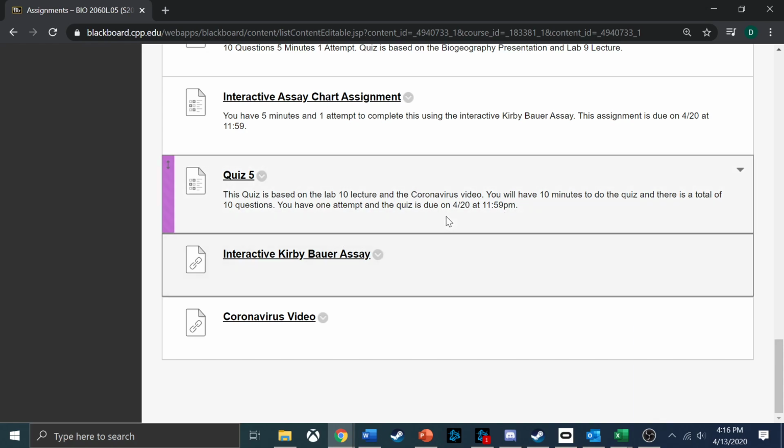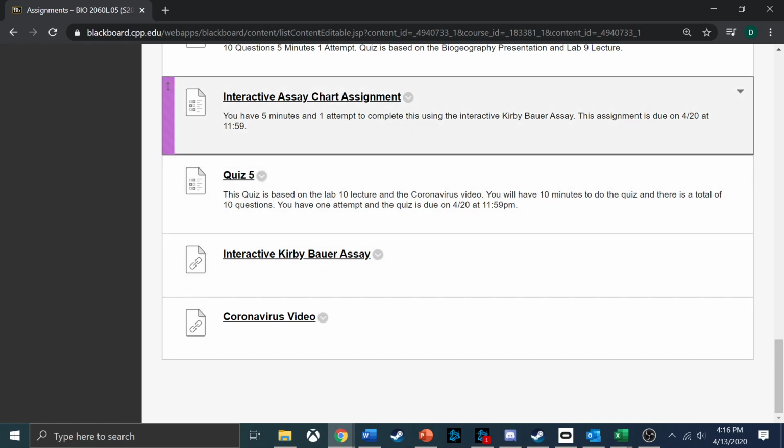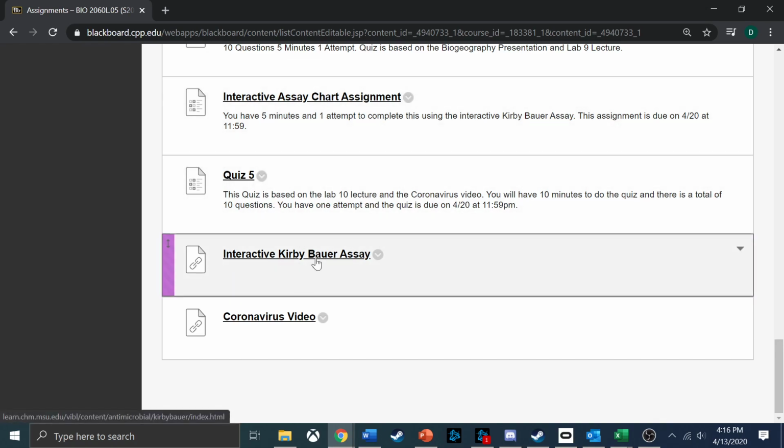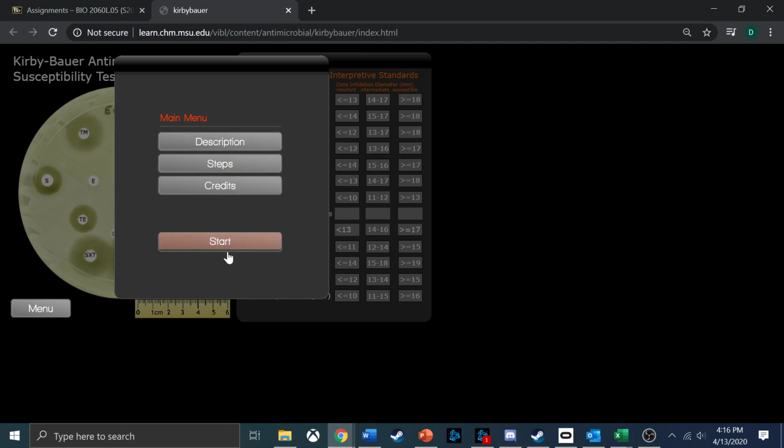Today I'll be going over your assignments that are due in 1 week on 4/20. They're due at 11:59 p.m. and there are a couple of things you're going to have to do. You'll be completing your interactive assay chart assignment, which uses this interactive website here.